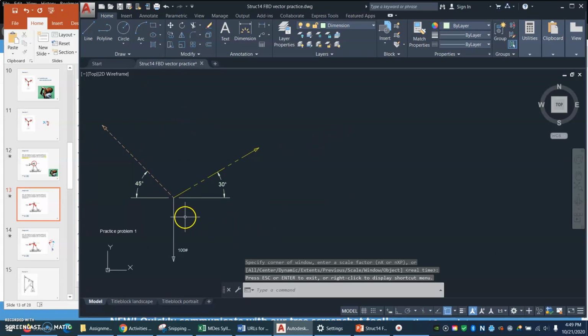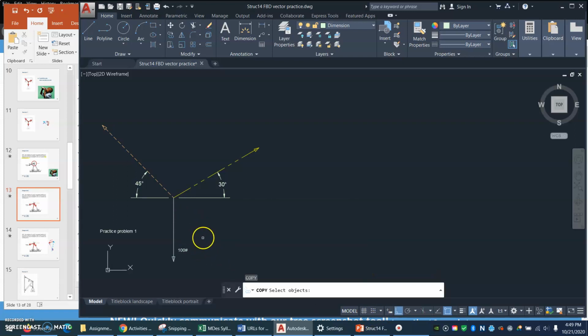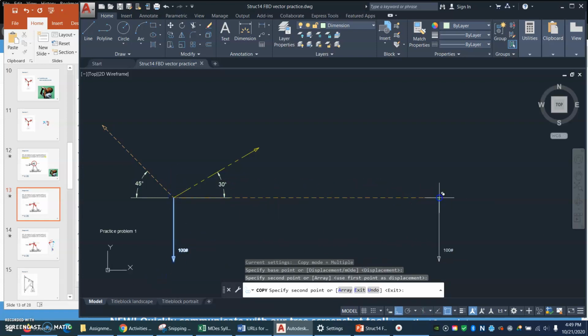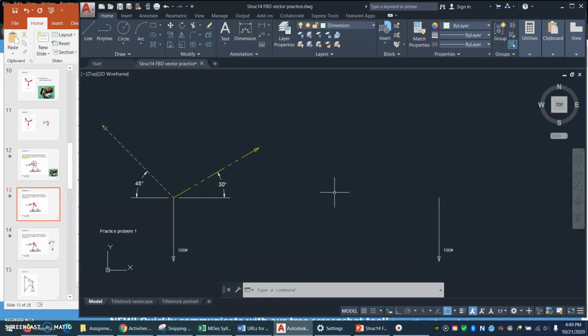So what I will do is I will make a copy of my 100-pound arrow here. I will move it over here somewhere. All right. Now I want to move these other two tip to tail. Well, which one should I put where? It doesn't matter. All that matters is the tail of one has to hook onto the tip of the other. You can't have two tails together, and you can't have two tips together.